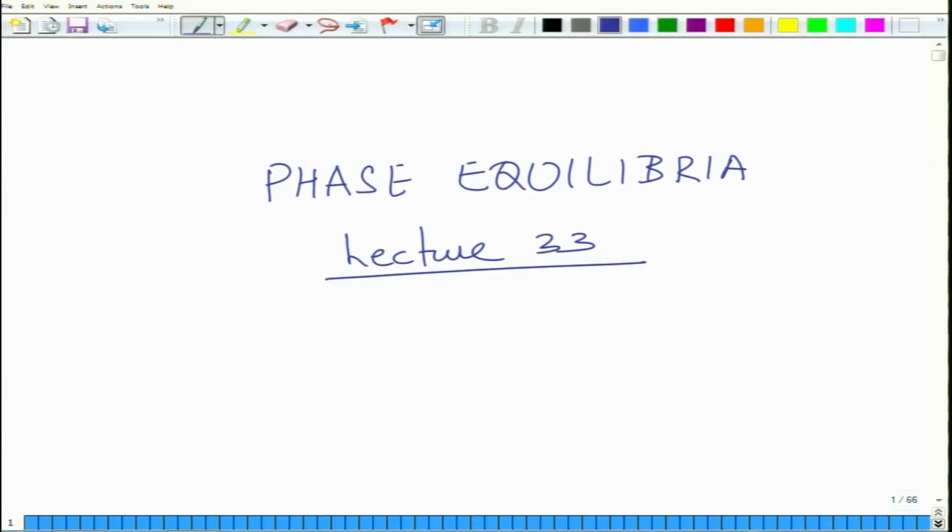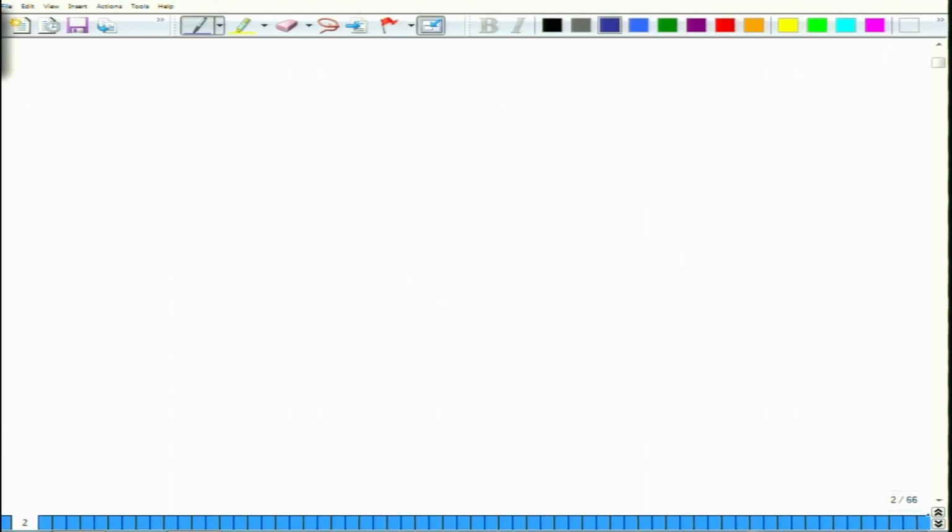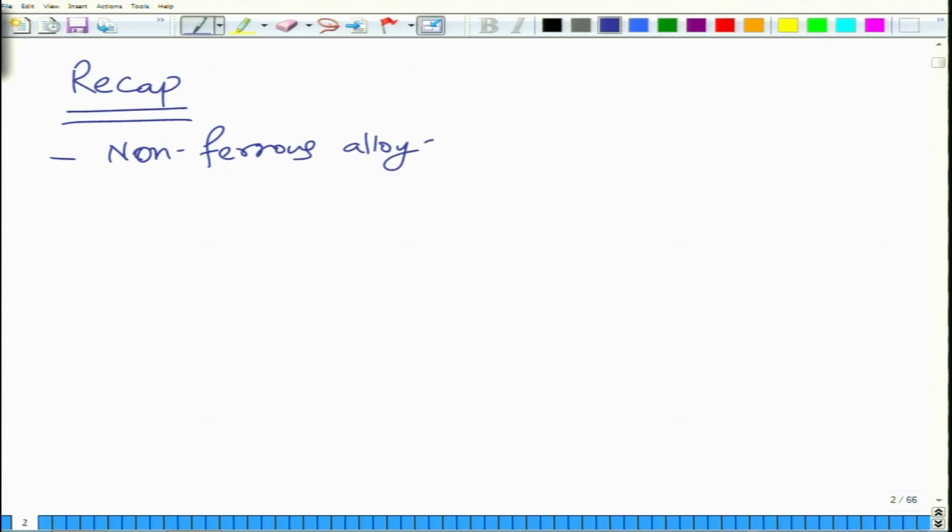So welcome again. We start with a new lecture number 33 in this course on phase equilibria. So we'll first recap the contents of last lecture. In the last lecture we discussed, so basically we were looking at non-ferrous alloys, their phase diagrams, and what sort of microstructures one can evolve. And this is what we discussed 2-3 lectures back.